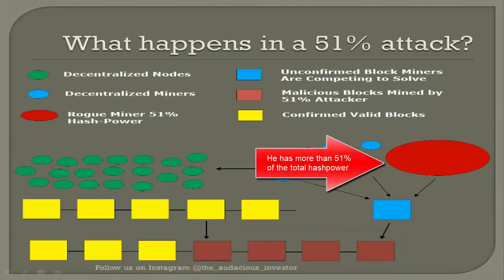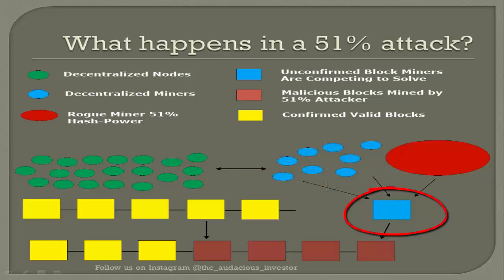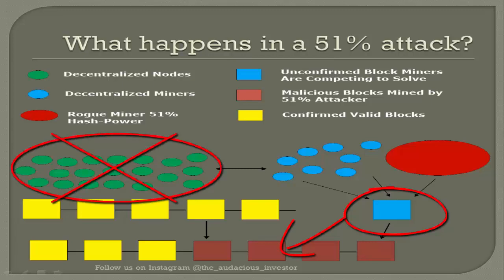So in this case, what usually happens when there's a 51% attack is the rogue miner has most of the mining power, so they confirm the blocks, the unconfirmed transactions, faster than every other decentralized miner in the network. So once they confirm the transactions, they add them to the blockchain, but they don't broadcast it. And what I mean by broadcast it is they don't let the network know that they have confirmed these transactions.